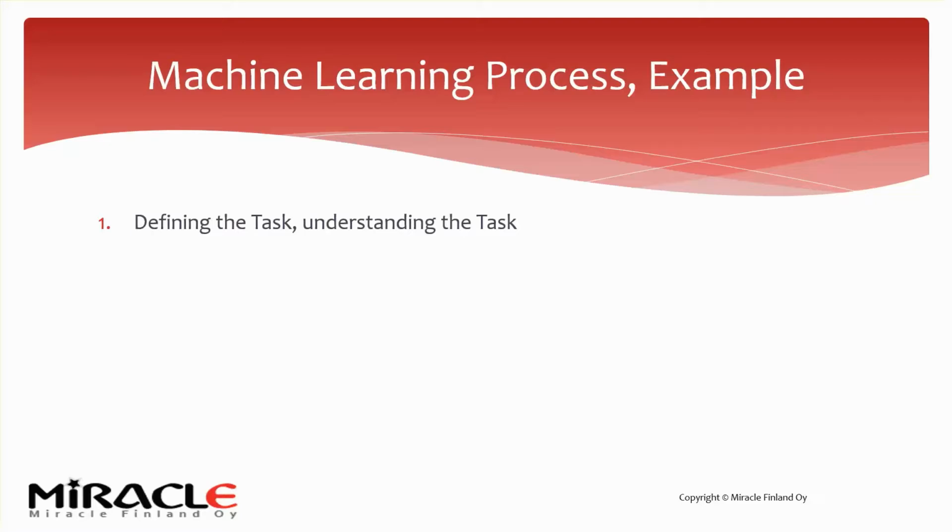So it starts with defining the task. Let's say my task is to find the best 5 breweries in Finland. Then I should understand the task. What does it mean to define the 5 breweries? How do I define best? What is a brewery? And so on. So understanding what I'm trying to do.